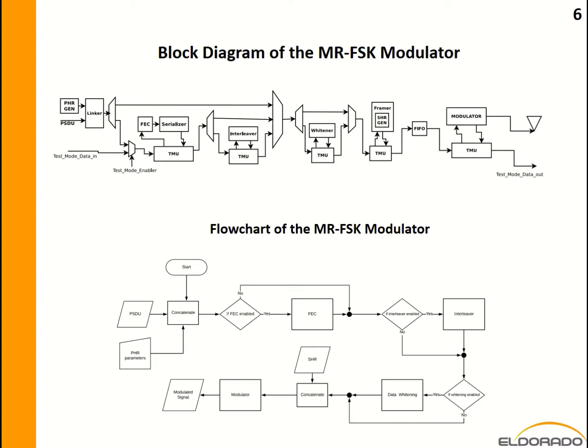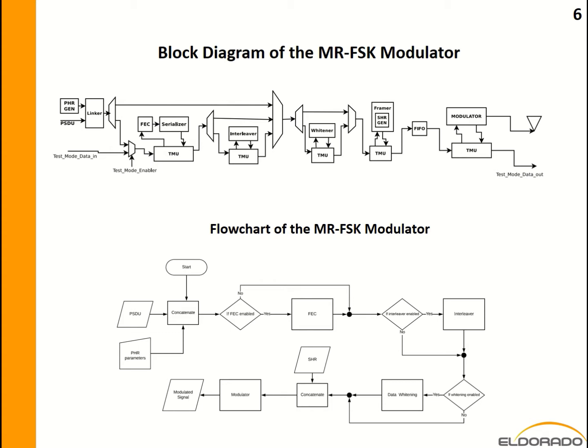Block diagram and flowchart of the modulator. The block diagram is better explained by looking at the flowchart below. Receiving a start signal, the system creates the PHY protocol data unit, the PPDU. First, PHR and PSDU are concatenated. Then, the use of FEC for that frame is checked, and the data processing is applied accordingly. The same process is done for interleaving and data whitening, except whitening is only applied to the PSDU. After data processing is done, SHR is concatenated and the complete frame results in the modulated signal.